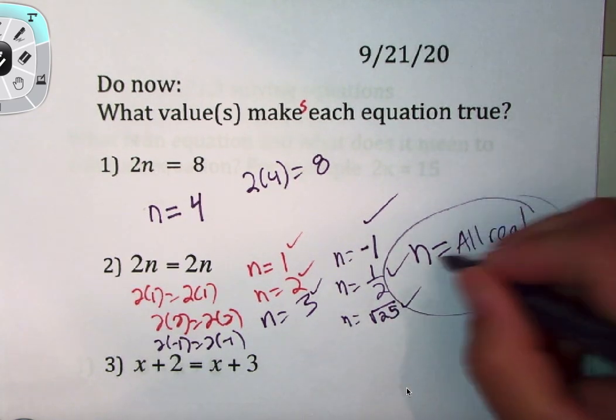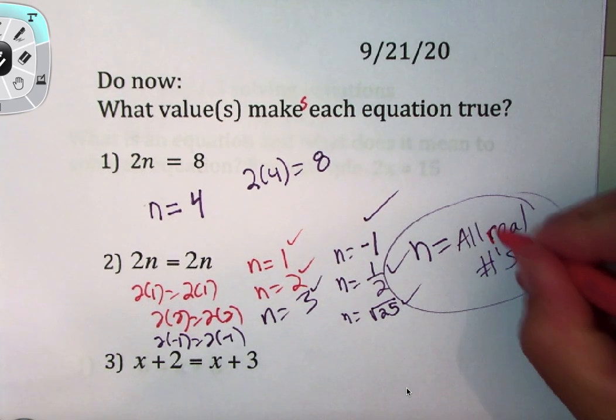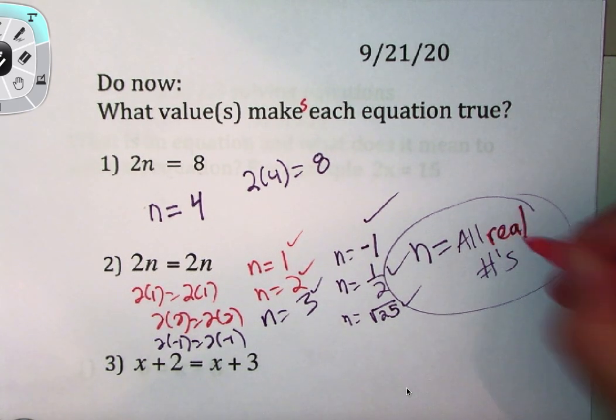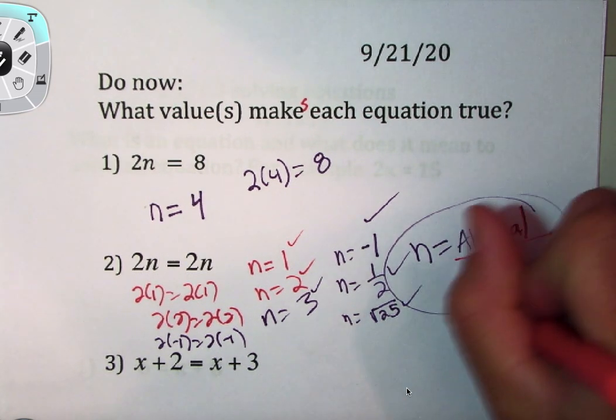I'm sure your teachers last year talked a little bit about it. When we think everything can work, we say all real numbers, because we don't want to say everything works. There are things that aren't real. You'll talk about that in 10th grade. But for now, we're going to say all real numbers.